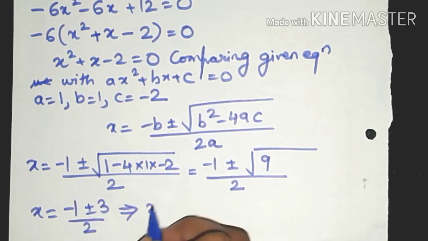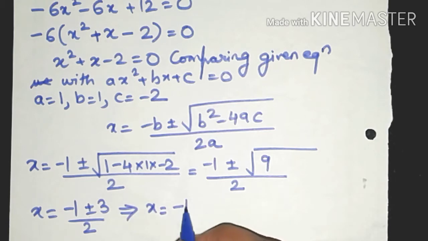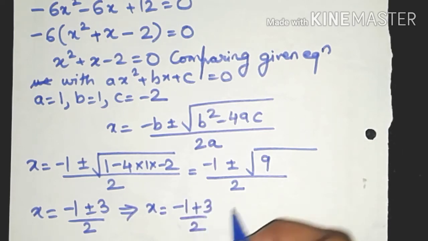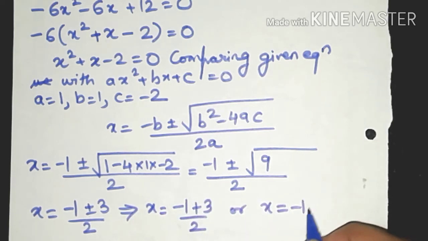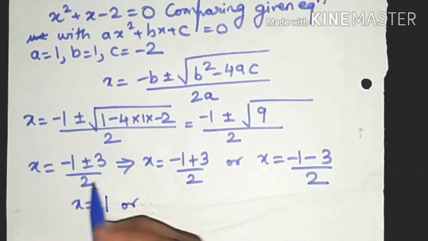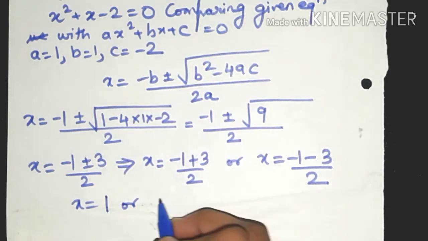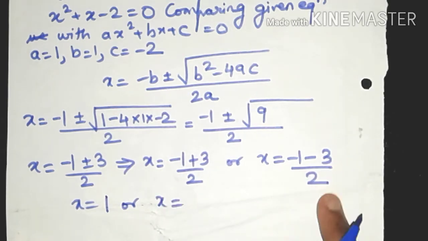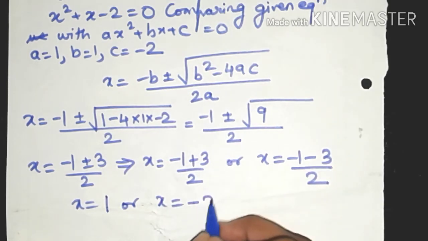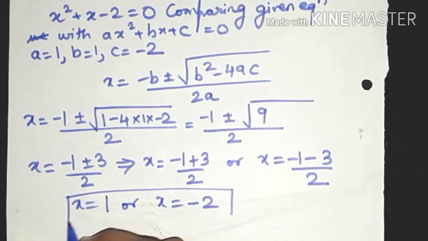That implies x is, there are two possibilities, either this or this, correct? So what is x? 3 minus 1, 2 divided by 2, 1. Okay, x is equal to 1, or x is how much? Minus 4 divided by 2, which is minus 2. So these are the two possible values of x.